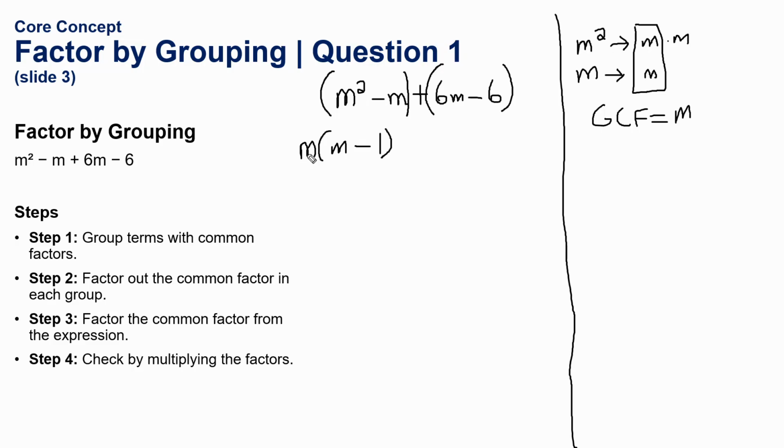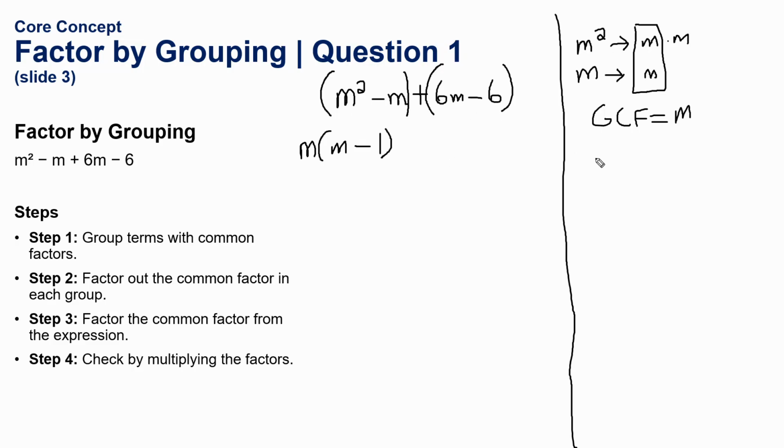Now, if I check my work here, m times m is m squared. M times negative 1 is negative 1m. The 1 in front is irrelevant information, so you could just write that as negative m. So this is a correct way of doing the reverse distribution of this particular factor. Okay. Now let's look at the second set.